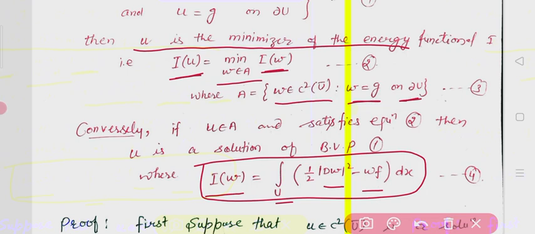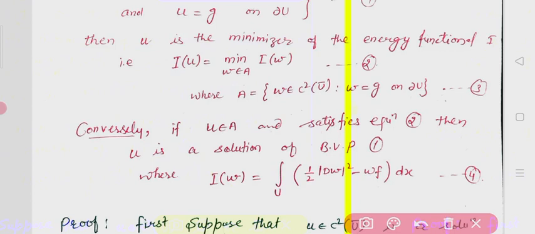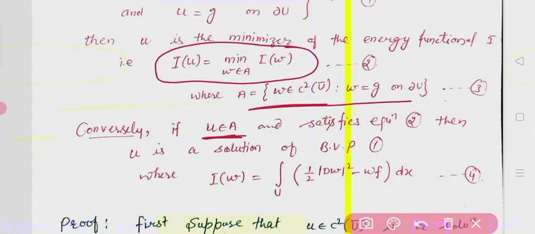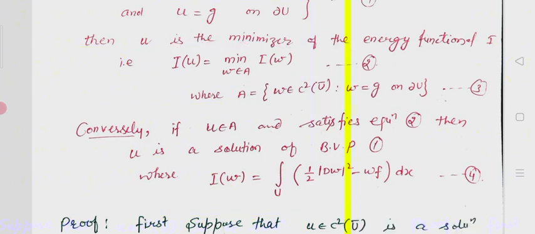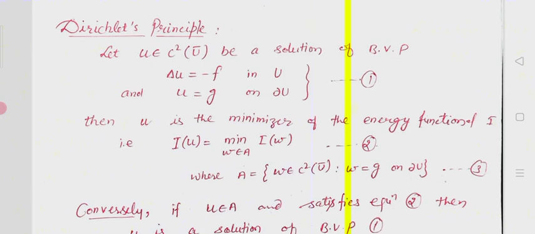And what will be its converse? Its converse will be: if u belongs to A, this is A, and satisfies the condition that I of u is the minimizer of the energy functional, then you have to show that u is the solution of this boundary value problem, okay. So this is the Dirichlet principle, right?